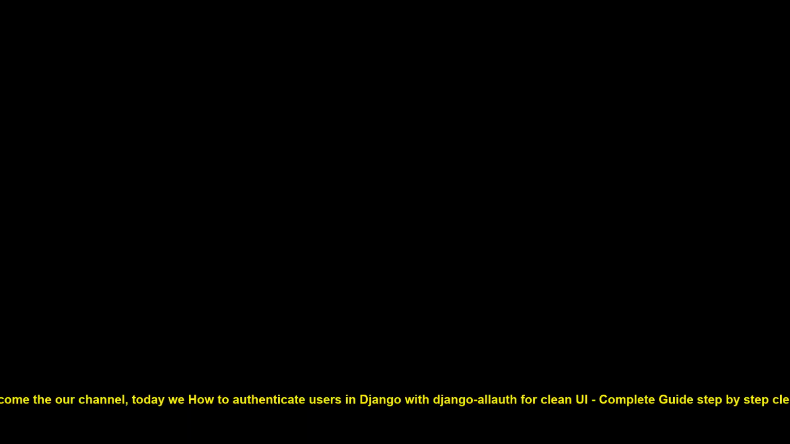by step, clearly. Install Django and django-allauth using pip. Create a new Django project if you haven't already. Navigate into your project directory. Install django-allauth with the command pip install django-allauth.